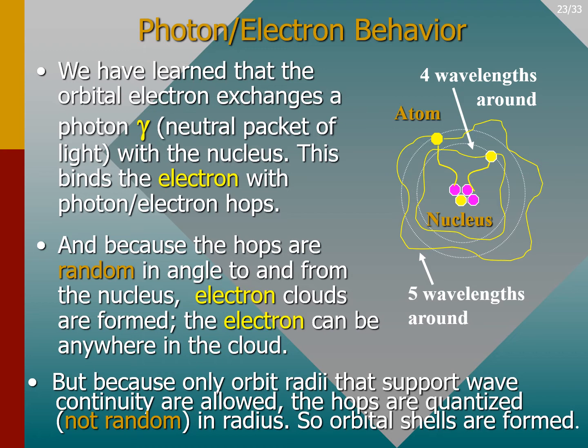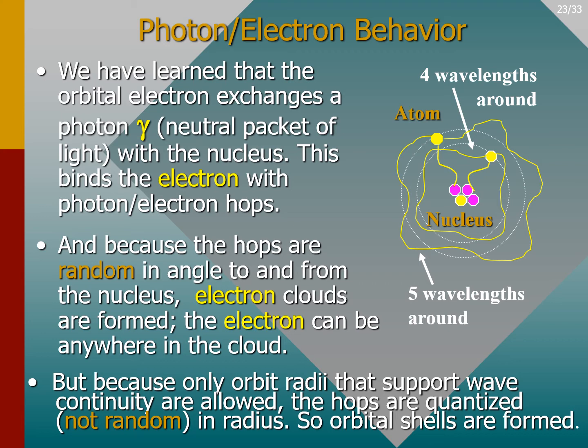So because the orbital electron can really be anywhere from one moment to the next, its location is often described as an electron cloud. And though the photon hop from nucleus to orbit has a random angle, the radius of the hop is constrained to just a few distances that support wave continuity. This means that in order for the photon or light packet to participate in a standing wave trip in and out of the nucleus, the wave must go far enough so the wave ends meet in 3D space.